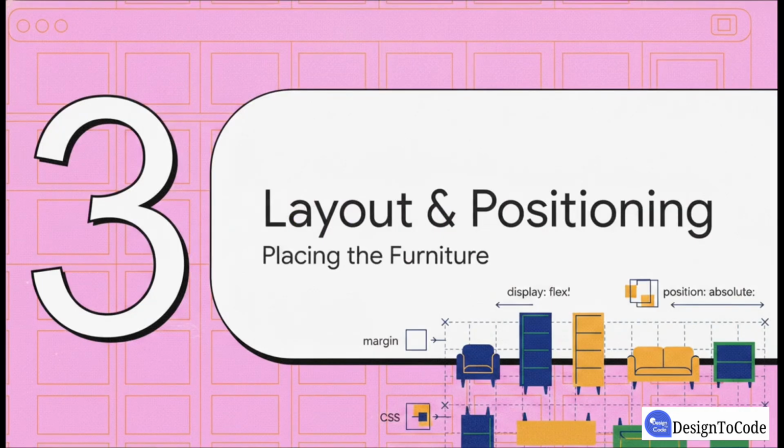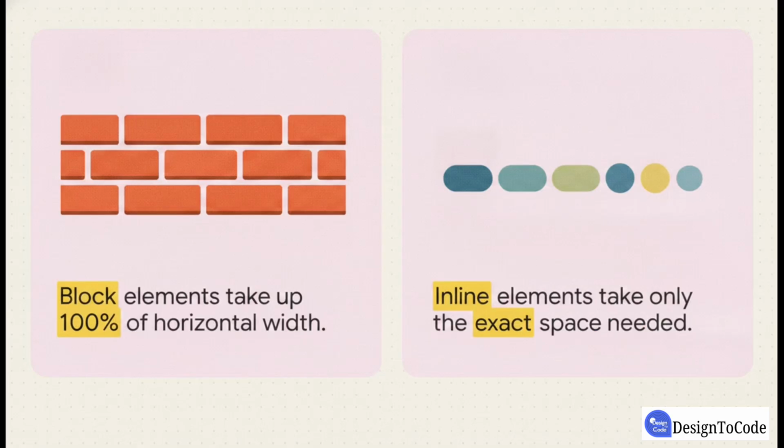Section 3, Layout and Positioning. We understand the physics of our boxes, so let's start actually placing the furniture on our web page. Think about how these elements actually behave out in the wild. Block elements, like paragraphs or massive headings, are totally greedy. They demand 100% of the entire horizontal line width, and they force everything else to just drop right below them.